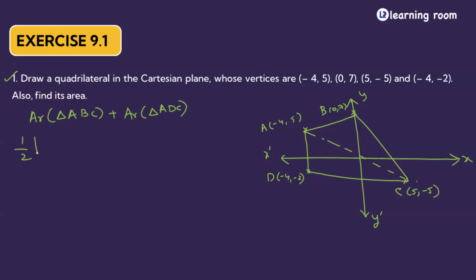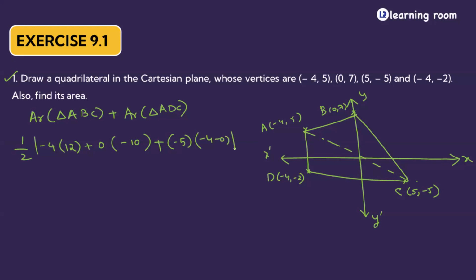Half into modulus of x1. What is x1? -4. So can I directly write it? Half of -4 into y2 minus y3. y2 is 7, y3 is -5, so 7 minus of -5 is 12, plus x2 into what am I going to have? Though it is 0, I'll write it. So 0 into -5 minus 5, it is -10, plus y3, which is -5, into y1 minus y2, that is -4 minus 0.